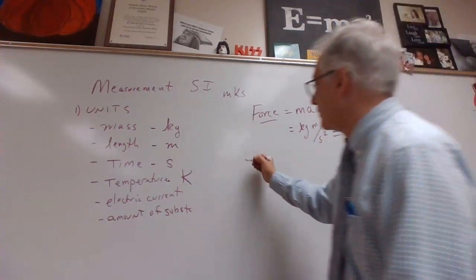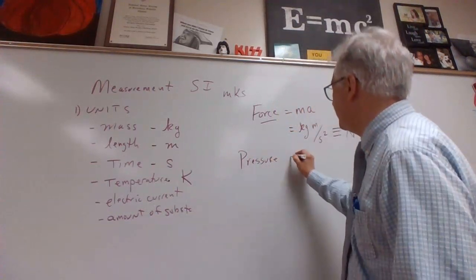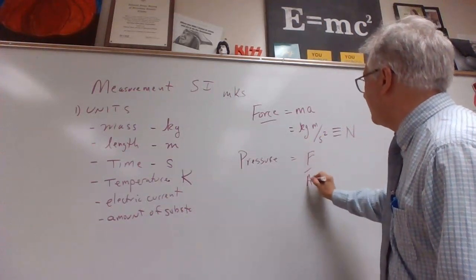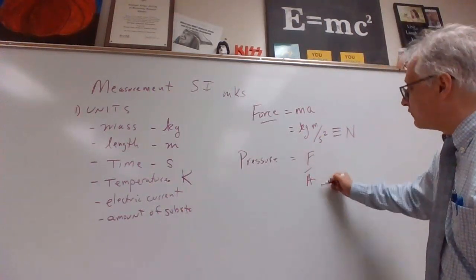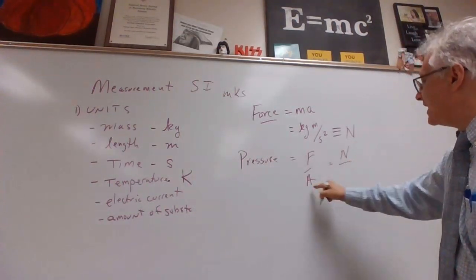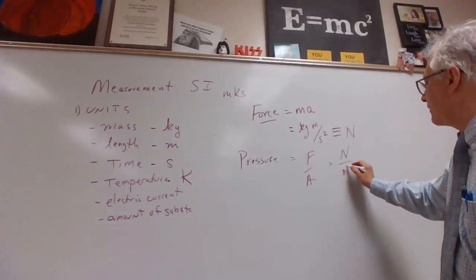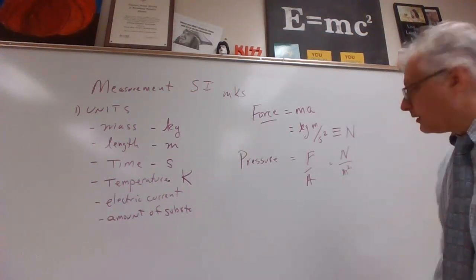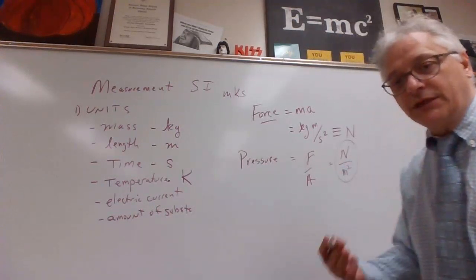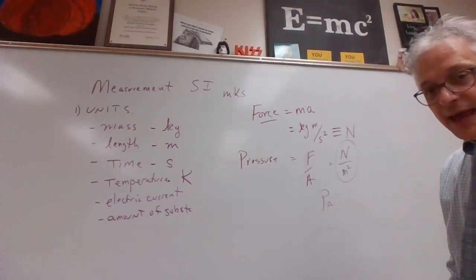Another one would be pressure. The pressure of something is force per unit area. That's why I was writing an A. Force over unit area. We just learned that would be a Newton for my force, and area is length squared. So Newton per square meter. And again, we don't want to write that, so we come up with a brand new symbol for this unit, a new name for this unit, and it's called a Pascal, abbreviated Pa.